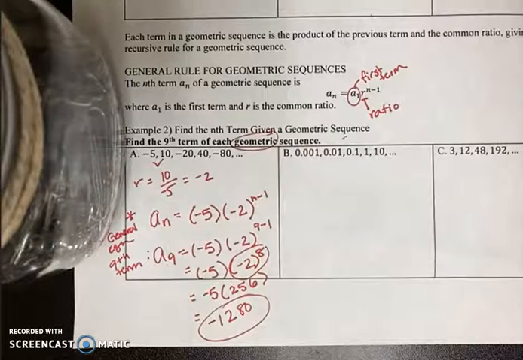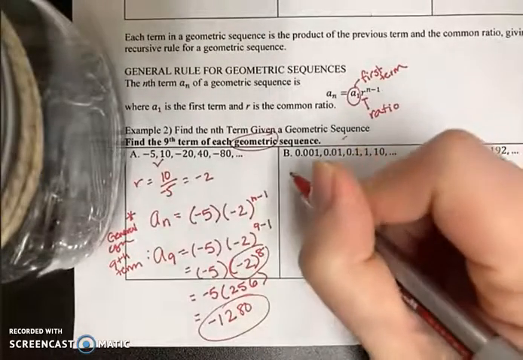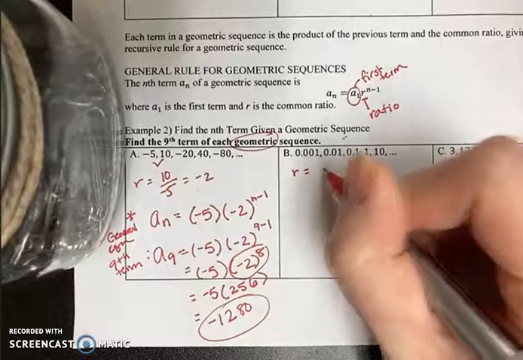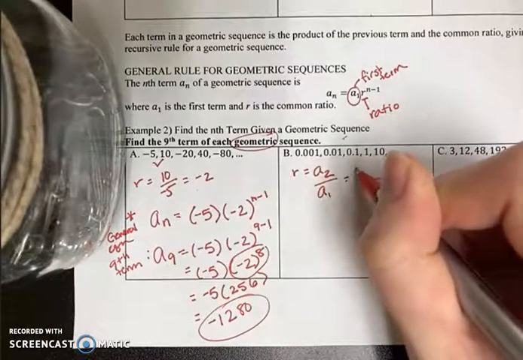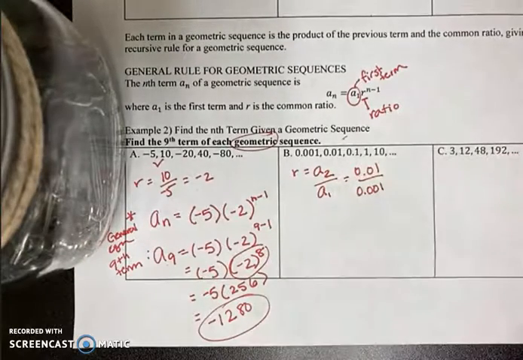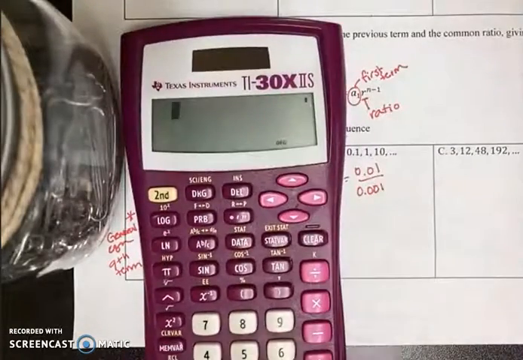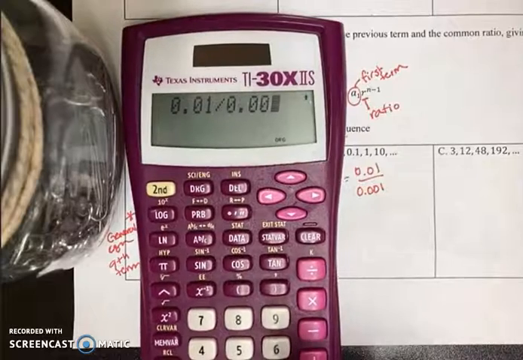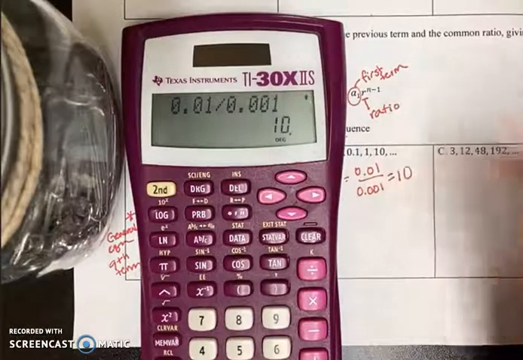Let's do another one. For part B, I know it's geometric, so I need to find the ratio, putting my term over the previous term. So I'm usually going to do the second term over the first term. It just makes it easier if I'm consistent about it. If I were to plug that into my calculator, 0.01 divided by 0.001, you can see I get 10. So the ratio is 10.